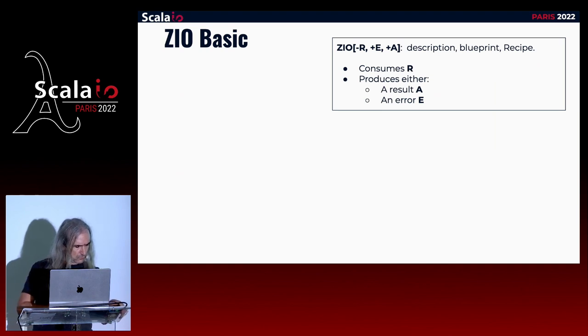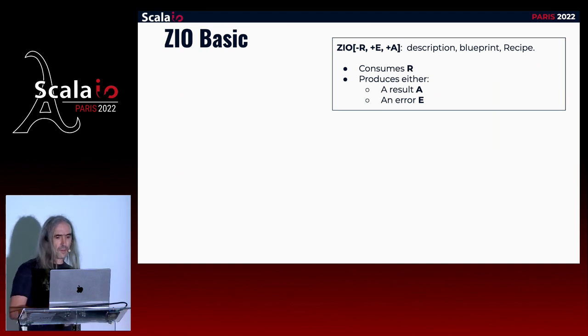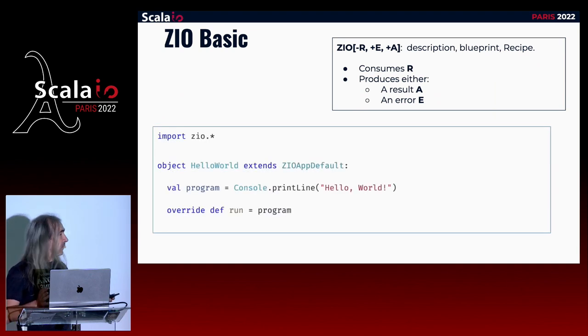So a very simple hello world in ZIO is like this. It's runnable. You want to print hello world to the console.